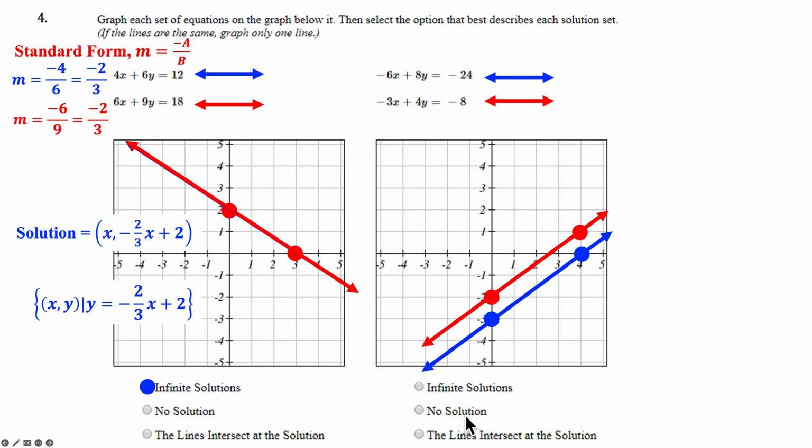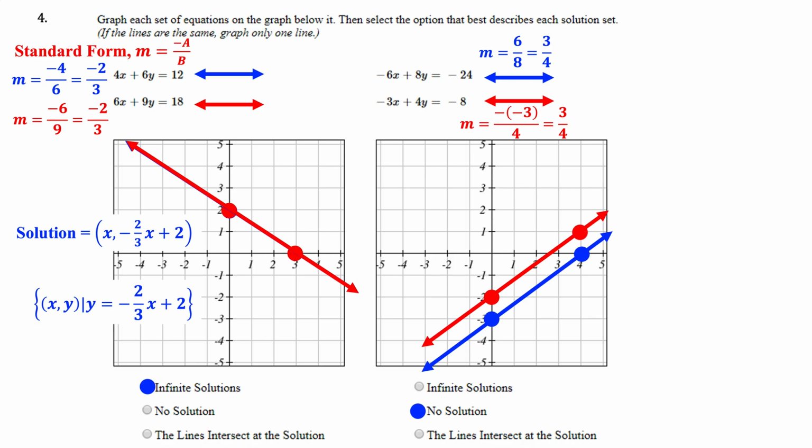They're parallel. All right, so again, looking at my slope, negative 6 over 8, 3/4. Negative 3 is positive 3 over 4, 3/4. The lines are parallel. They're not going to intersect, so that's a no solution. Now, here's where I'm saying you don't have to do the graphing.